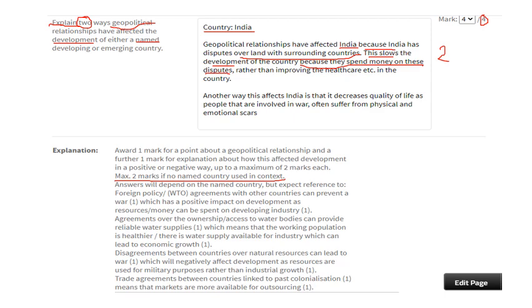Another way this affects India is that it decreases quality of life as people involved in war often suffer from physical and emotional scars. Now this, you'll see, doesn't actually appear here, but we know that the social aspect of countries is also important in terms of development. And in the mark schemes, it will always say accept any other valid answer. So, because it's linked to quality of life and development, it felt that this could also be awarded 2 marks. But it also helped that the first part was so strong. But have a look at the answers you've got down here to see what else you could have had.